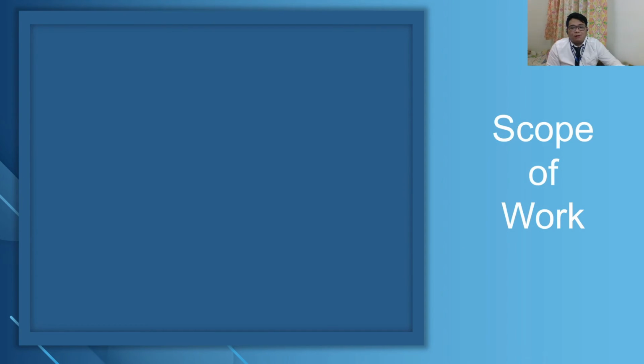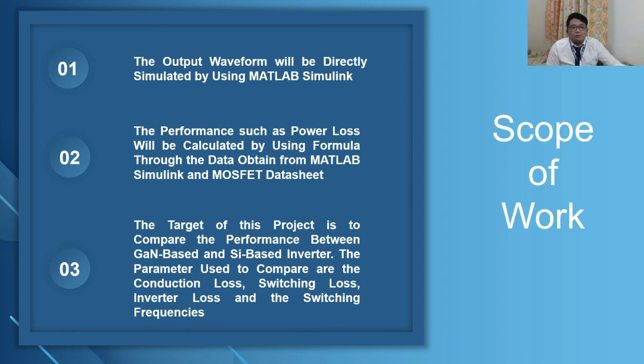Next will be the scope of work. The first scope is that the output waveform will be directly simulated by using MATLAB Simulink. The performance, such as power loss, will be calculated by using the formula through the data obtained from MATLAB Simulink and the datasheet of the MOSFET. And lastly, the target of this project is to compare the performance between gallium nitride based and silicon based inverter. The parameters used to compare are the conduction loss, switching loss, inverter loss, and the switching frequencies.